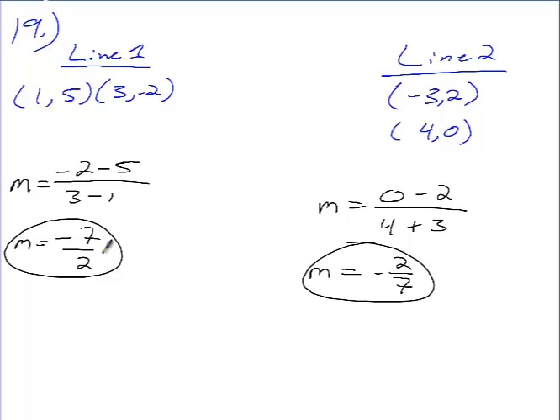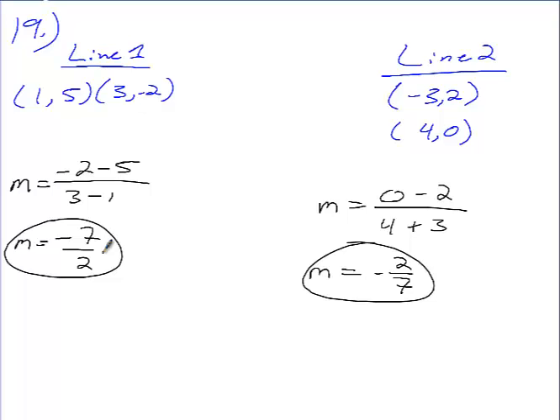This is a negative. What's the opposite of a negative? Is this a positive? No. So are they reciprocals? Yeah. Negative 7 halves, flip it over, you get negative 2 sevenths, right? Is that enough to be considered perpendicular lines? No, it's got to be opposite sign and reciprocal.